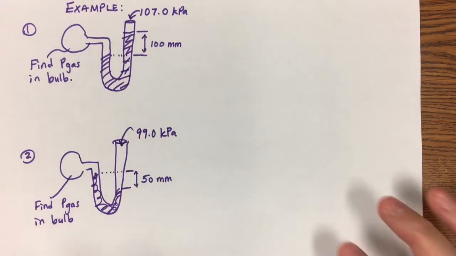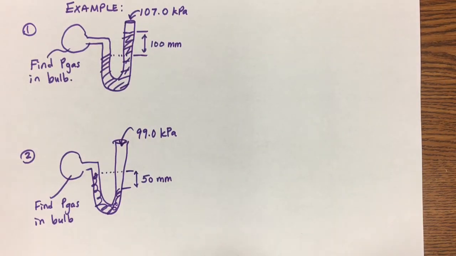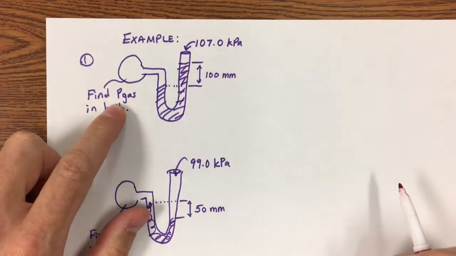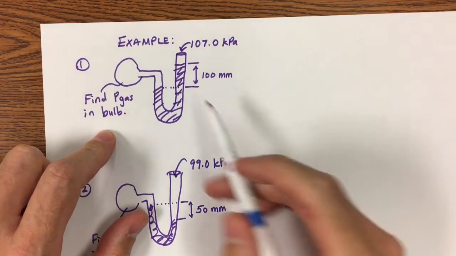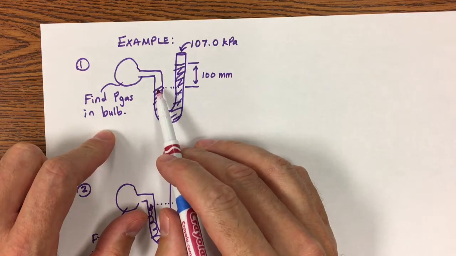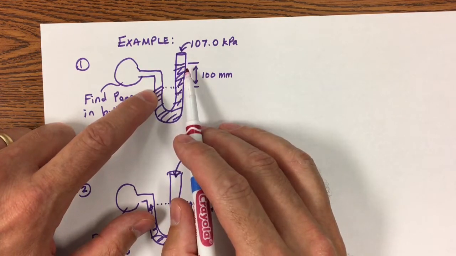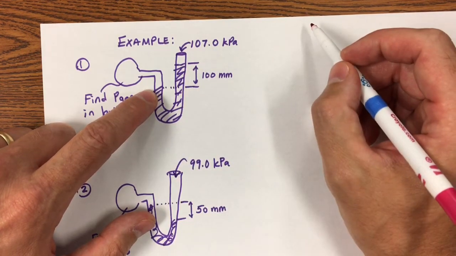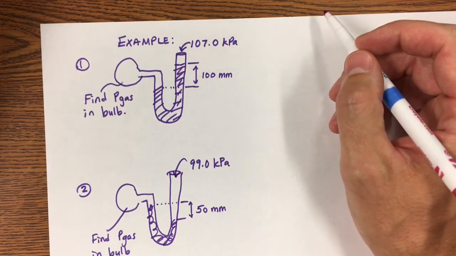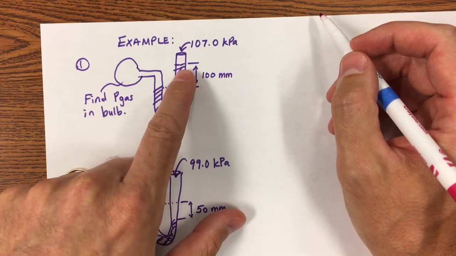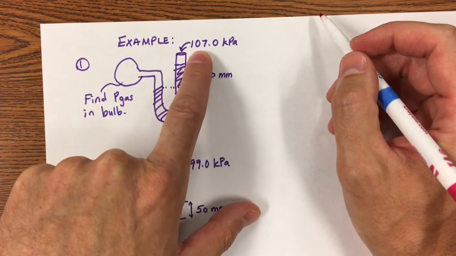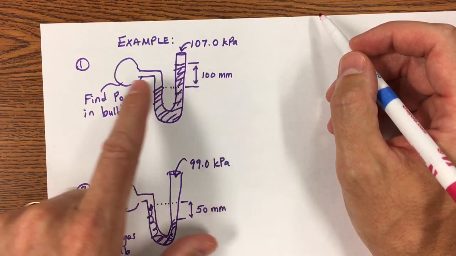So our first practice problem says that we're supposed to find the pressure of the gas inside this bulb. We see that the mercury is lower on the left-hand side than on the right-hand side. Therefore, we would say that the pressure on the right-hand side should be less than the pressure on the left-hand side.